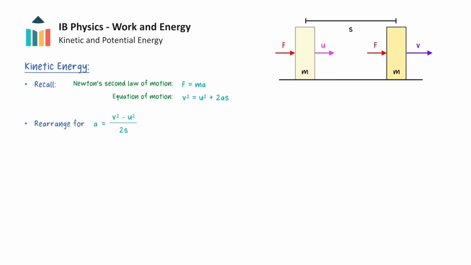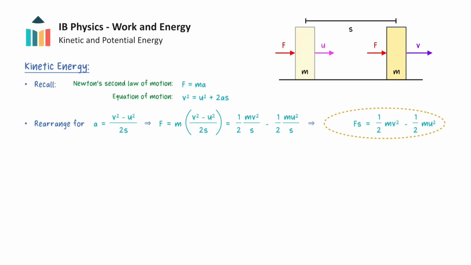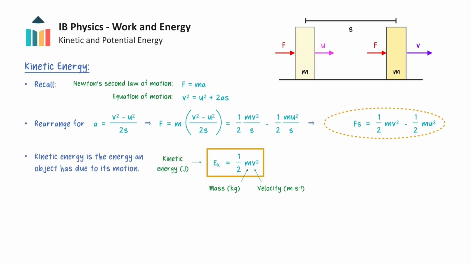Rearranging for the acceleration, we can substitute this into Newton's second law, and then multiply this equation by the displacement s. We will now interpret this equation as follows. The quantity half times mass times speed squared is called the kinetic energy of the object, and this is defined as the energy the object possesses due to its motion. So the first term on the right side represents the final kinetic energy, and the second term represents the initial kinetic energy. Now recall that the product Fs is the work done by the resultant force F.